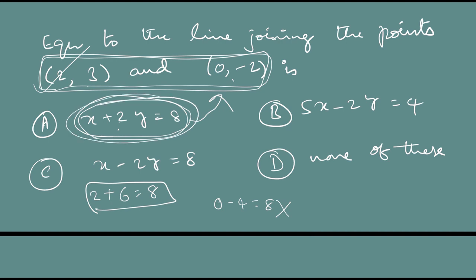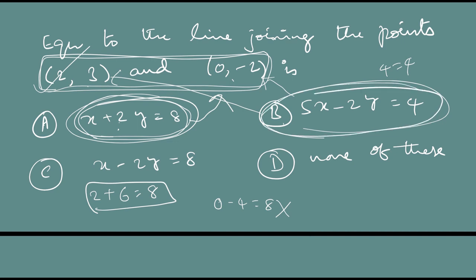Now let us check option B. If I substitute this point in this, I observe that 5 into 2, 10, minus 3 into 2, 6, that is 10 minus 6 is 4. You are getting 4 equal to 4. Therefore, this is satisfying this point. Similarly, if I substitute this one, you can see that it is 0 and minus 2 into minus 2 is 4. You are getting again 4 equal to 4. Therefore, this is also satisfying. That means this is the equation to the line joining those 2 points.